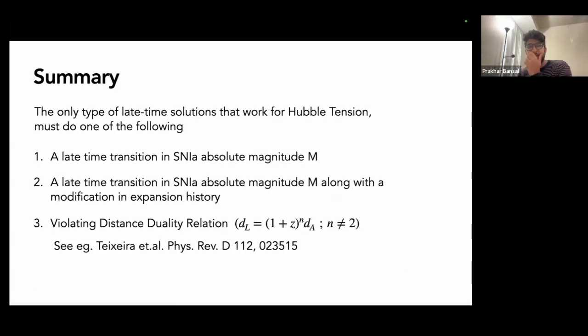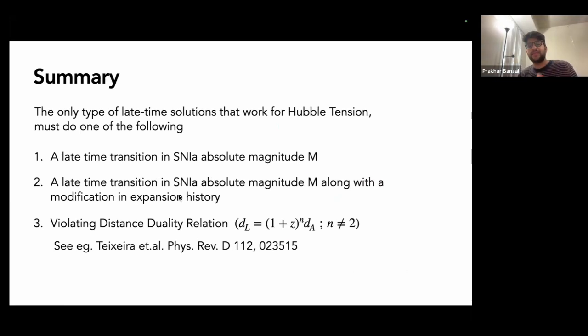I'll just quickly jump to the summary. The only type of late time solutions that work for the Hubble tension have to do one of the following things. Either they have a late time transition in the absolute magnitude M, or a late time transition in absolute magnitude M along with a modification in the expansion history.